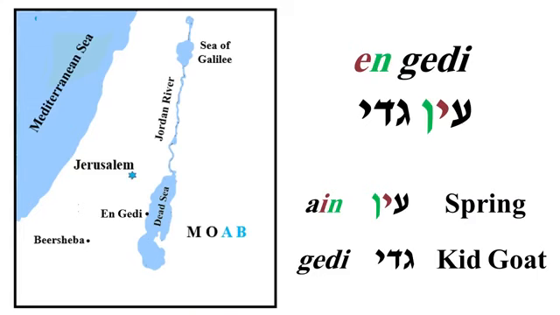And you know, remember whenever Saul was chasing David, and David went and hid in En-Gedi? This is how the Christians say it, right? En-Gedi. En-Gedi is actually Ein-Gedi. Ein is the spring. Gedi is a kid goat. The spring of the kid goat. All right.